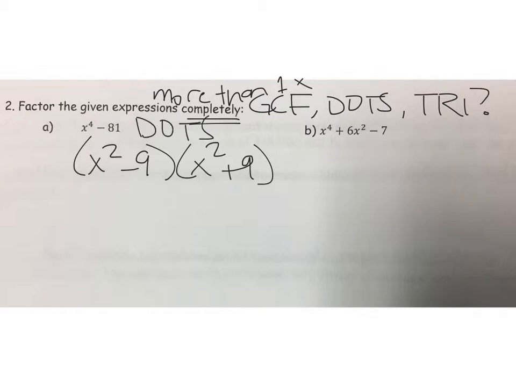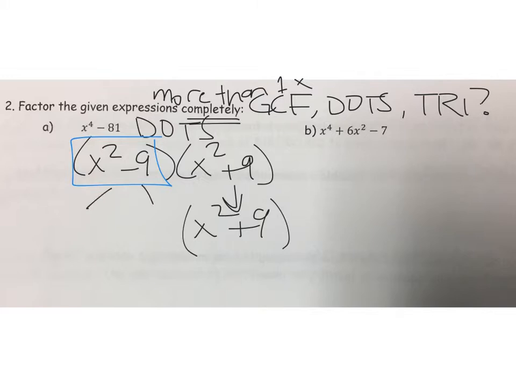Now, look at your factors now. See if you can factor something again. X squared minus 9 and x squared plus 9. Which one can be factored again? This one can be factored again. This one here needs to come down. This can break up into x plus 3, x minus 3.